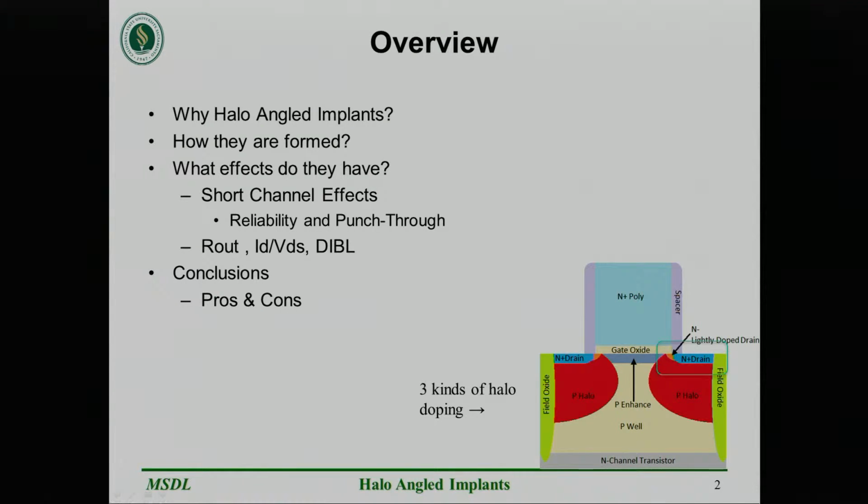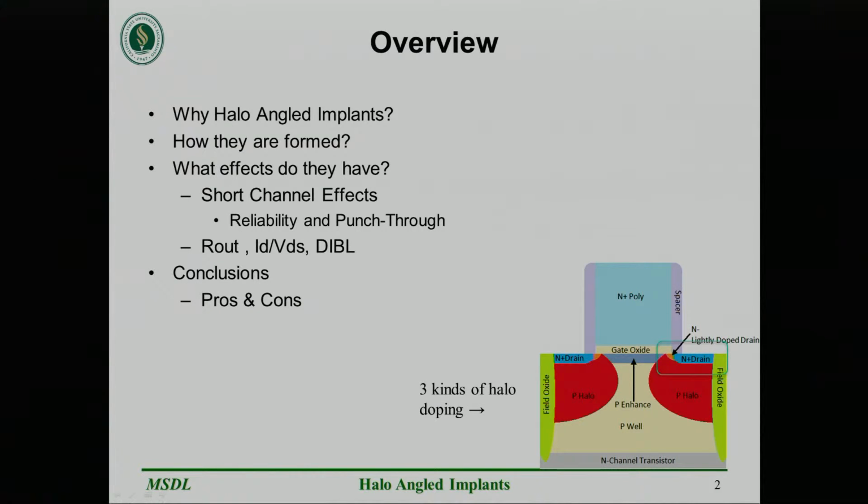Halo is a short term for halo-angled implant. Halo refers to a method of how the implant tool is set at a particular angle as it fires atoms into the silicon. You're seeing a cross-sectional view in the lower right of a typical MOSFET gate at an intermediate stage in the manufacturing process.